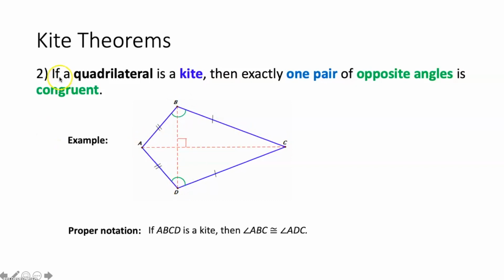Now the second kite theorem says if a quadrilateral is a kite, then exactly one pair of opposite angles is congruent. The angles that are going to be congruent are going to be formed by two non-congruent sides. So segment AD and segment DC are not congruent. They form this angle right here, angle ADC, that is congruent to angle ABC up here, formed by segment AB and segment BC, which are not congruent to one another.